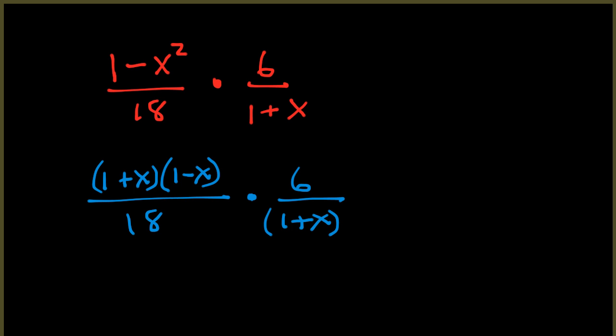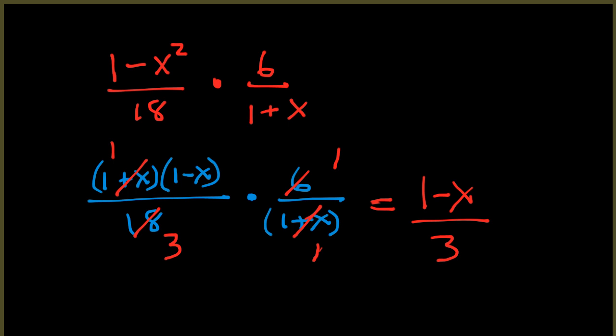I can cancel out, cancel, cancel, cancel, and I'm left with a 3. So in the numerator, I'm left with 1 minus x, all over 3.